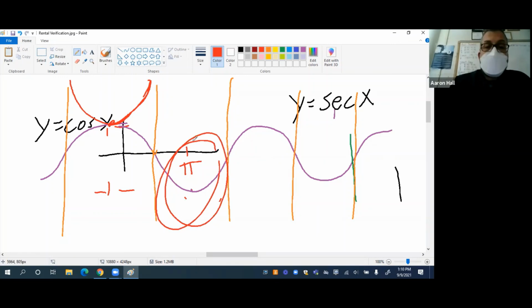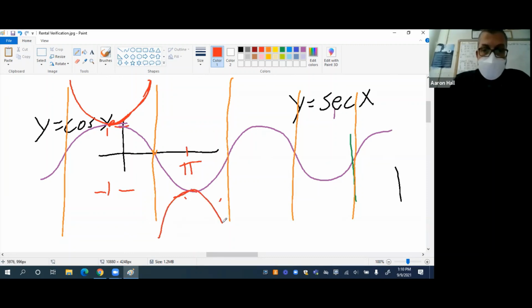What is happening over here? Concave down. We're going to get something that looks like this. What about over here? Concave up. We get something like this. What about over here? Concave down.